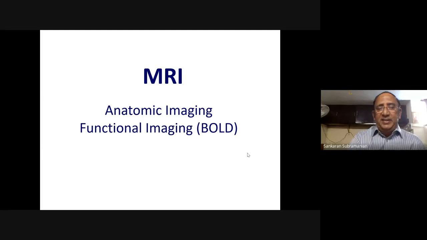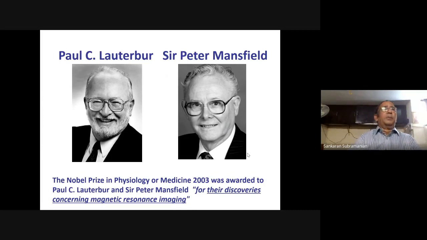So MRI, this is now from spectroscopy into spatial distribution of spins. That is magnetic resonance imaging. It's used for anatomic imaging, diagnostic radiology, functional imaging of the brain, blood oxygen level dependent imaging, etc. The two people who got the Nobel Prize for MRI are Paul Lauterbur and Mansfield.